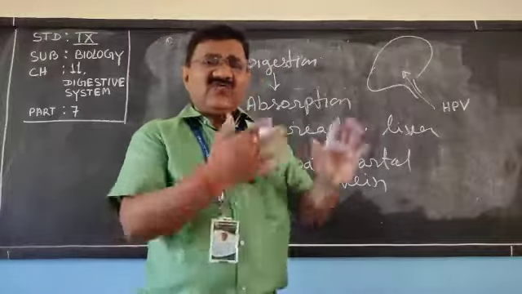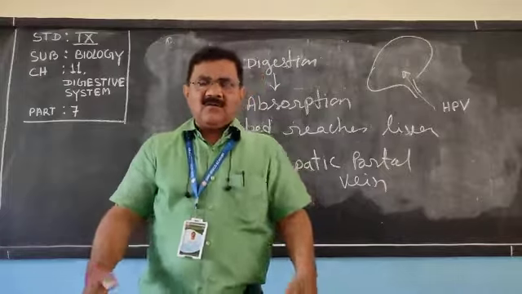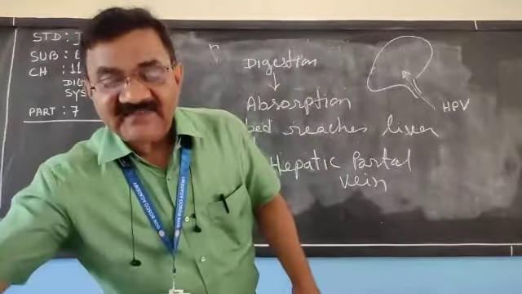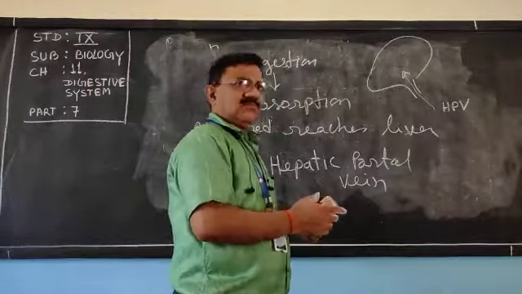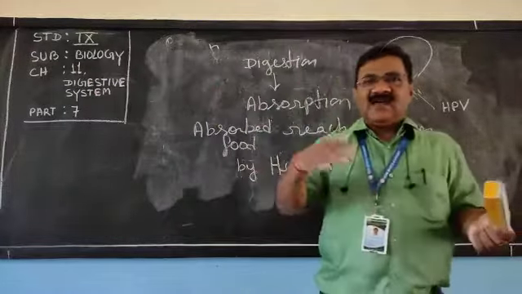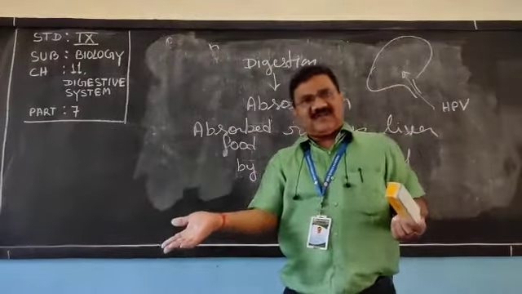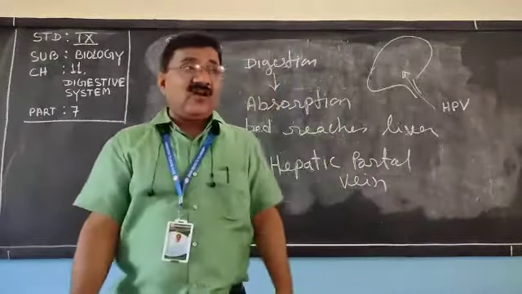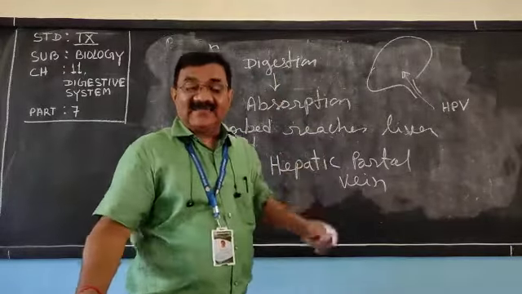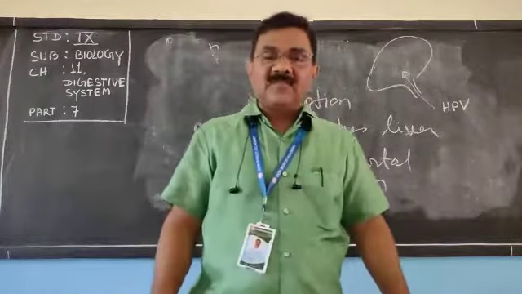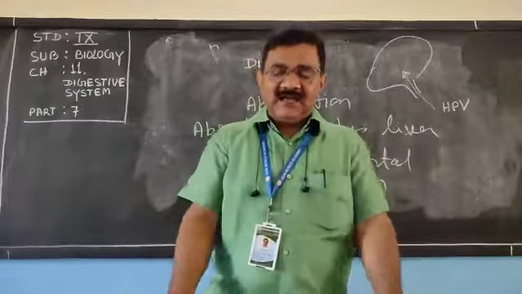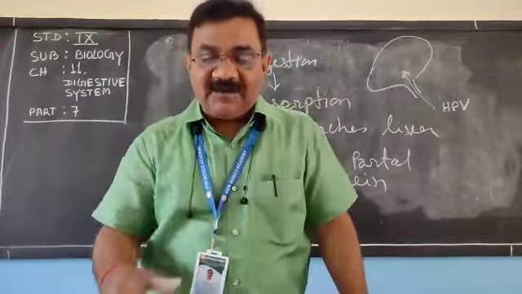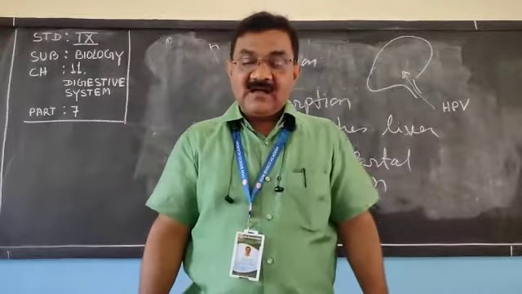Now, why does it reach the liver? What will the liver do? That part is important. Fat is converted to emulsified fat, and at last the end products are fatty acid and glycerol. And fatty acids and glycerol are kept by the liver. They are stored, and they are absorbed into the lymph vessel.